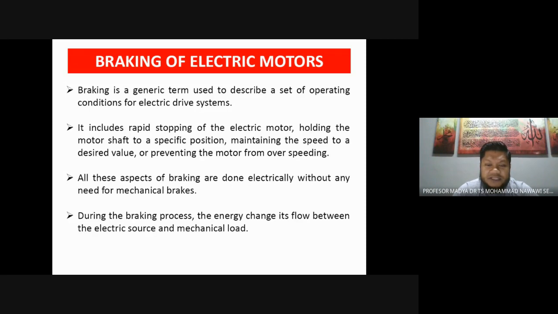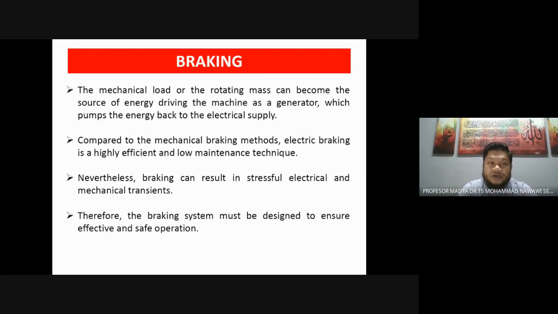During the braking process, the energy exchange flows between the electric source and mechanical load. So you have to understand that when this happens, there is actually energy that travels back from mechanical to electric. So the motor now behaves like a generator. If you look into the motor circuits, now it becomes a generator. Instead of operating as a motor, it operates as a generator because of that braking. So the mechanical load, the external load or rotating mass, can become the source of energy driving the machine as a generator, which pumps the energy back to the electrical supply.